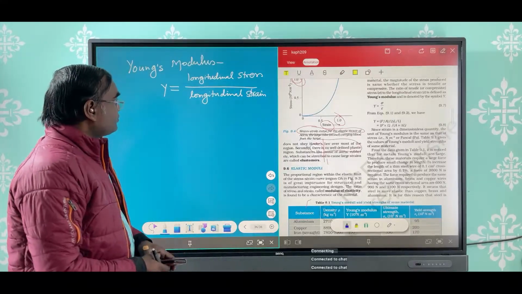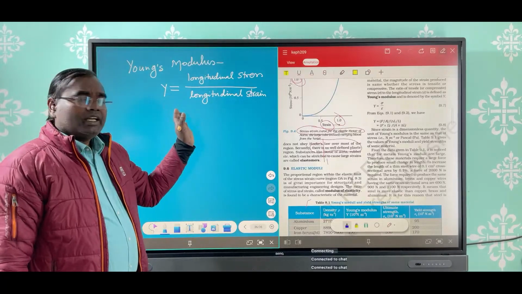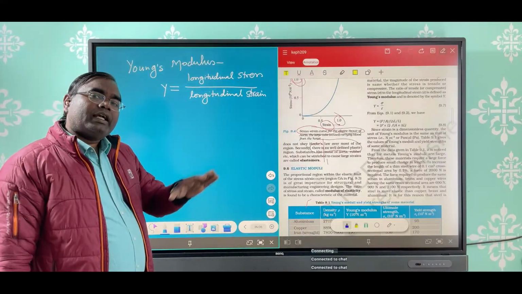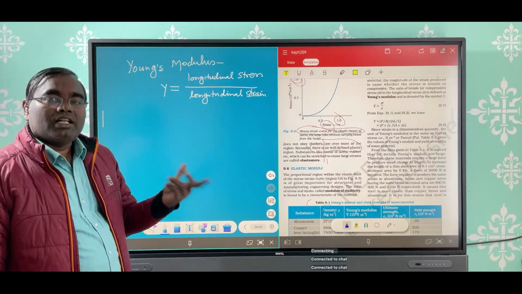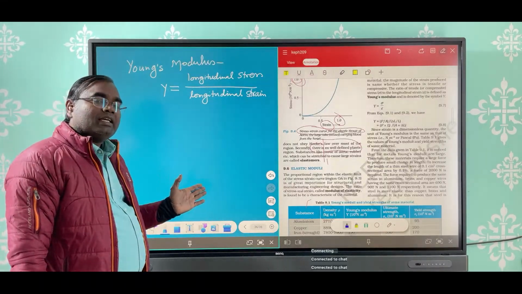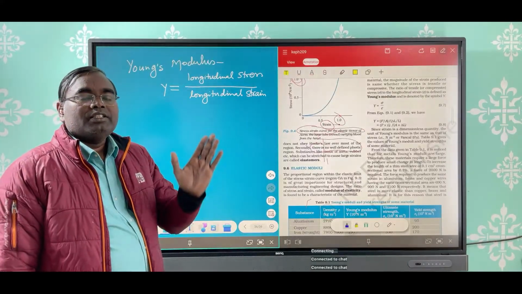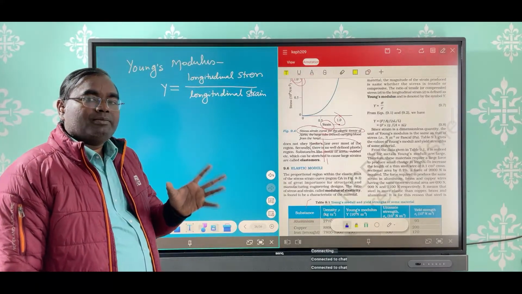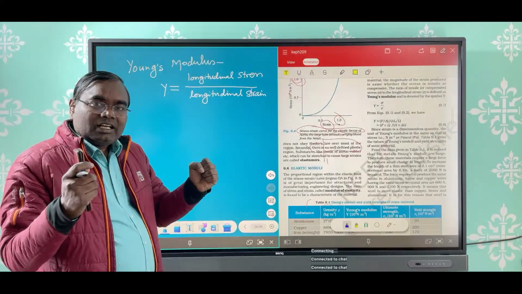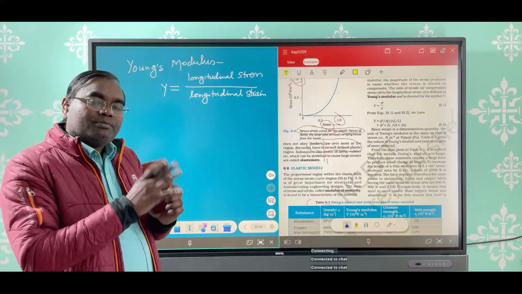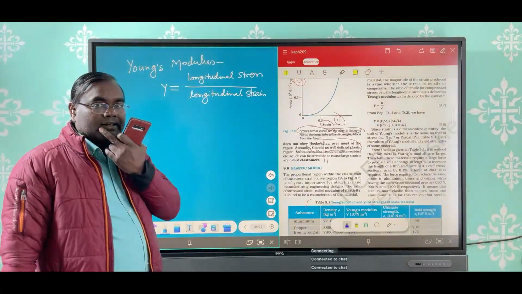So see here, we are taking the tensile stress, and this is true for the compressional stress also. For the same tensile or compressional stress, there is a similar strain. So it doesn't matter whether you are taking the tensile stress or compressional stress. For both, there is the same result for the strain, right?